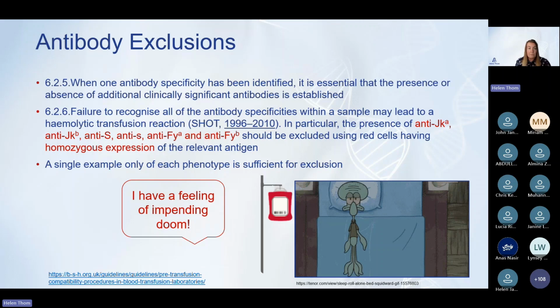And you can see there, the red cells, it's saying here, in particular, the presence of anti-JKA, JKB, big S, little s, Duffy A and Duffy B should be excluded using red cells that have homozygous expression for the relevant antigen. And when you're doing your exclusions, you only need one example to exclude upon.